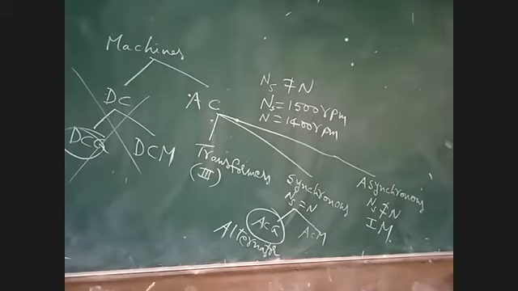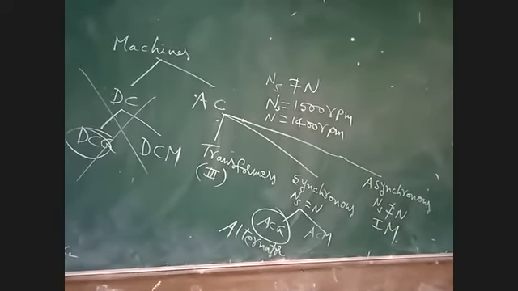When you are running the machine, if the speed is not equal to 1500 RPM, both are not in synchronism. Both the speeds are not matching. That is called an asynchronous machine. A three-phase induction motor is an asynchronous machine. It will never run at synchronous speed, Ns.